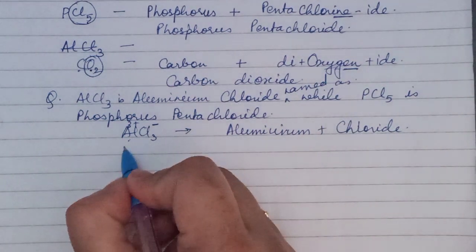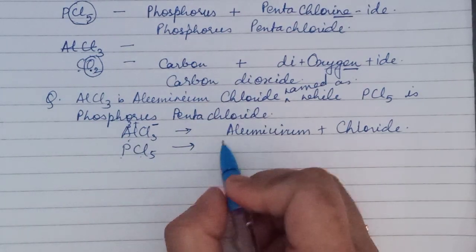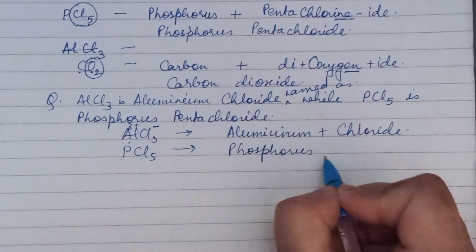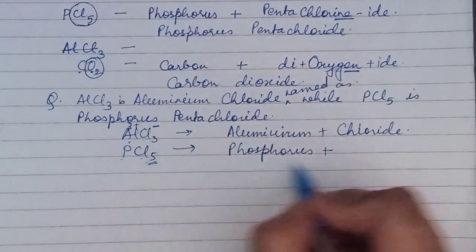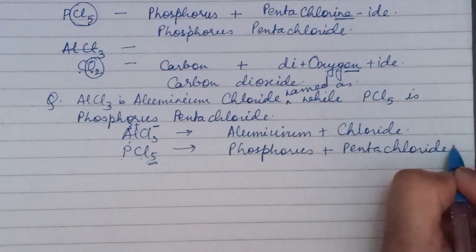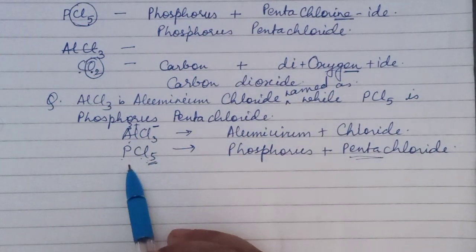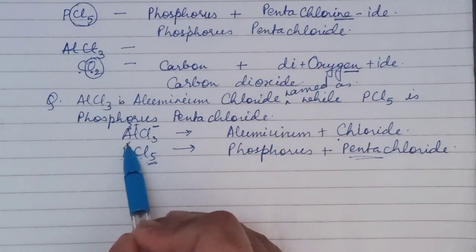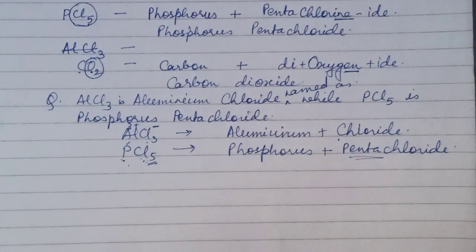And in PCl5, both are non-metals, phosphorus as well as chlorine. So you will write phosphorus, plus chlorine having 5 atoms, so you will write pentachloride. This is the difference why penta is used here and tri is not used in aluminium chloride: that one is formed between a metal and a non-metal, and here it is formed between a non-metal and a non-metal.